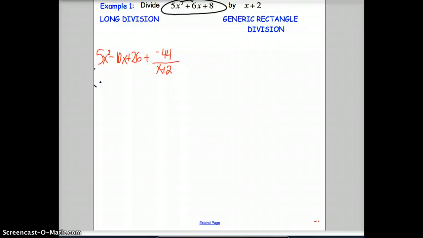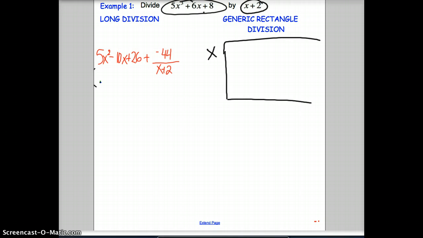So the generic rectangle, remember, our goal is to divide this polynomial by x plus 2. So that means in my generic rectangle, x plus 2 needs to be the factor, and the inside should add up to this problem right here, because x plus 2 times something will give me 5x to the third plus 6x plus 8.